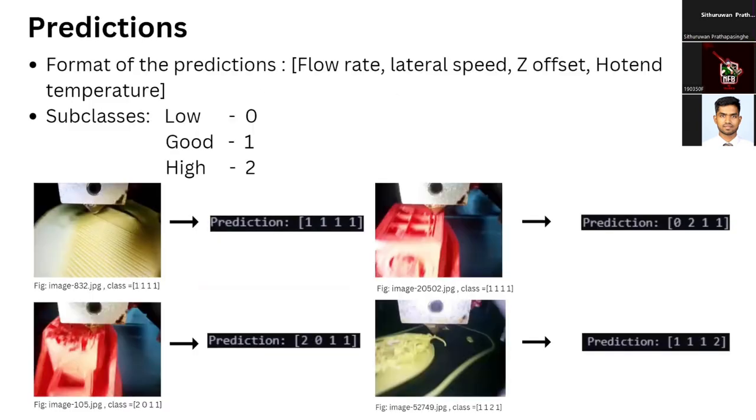This slide explains some predictions we got from our model. These predictions are given in a format. The first one is flow rate, the second one lateral speed, the third one Z offset, and the hot end temperature is the last one. The subclasses we divided are low, good, and high. Those are indicated using 0, 1, and 2 respectively. So let's move on to the third objective.